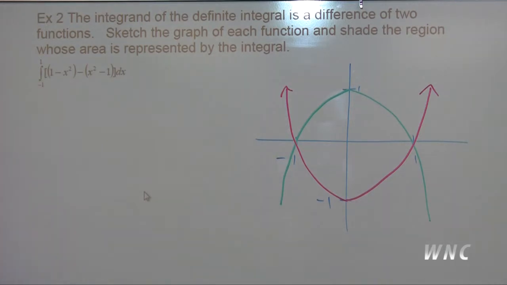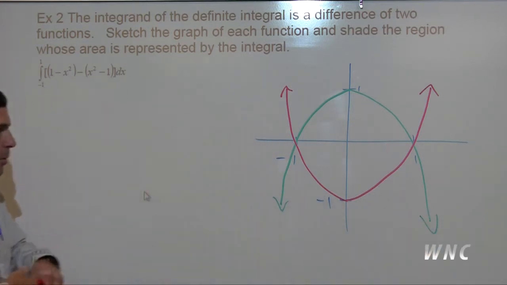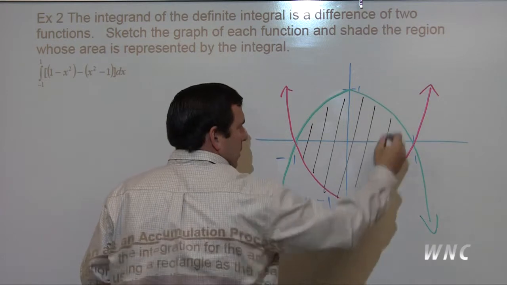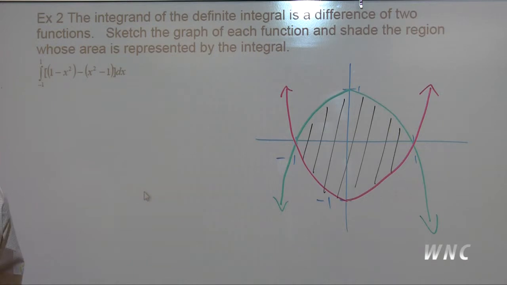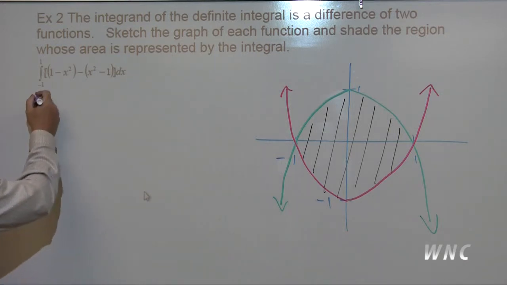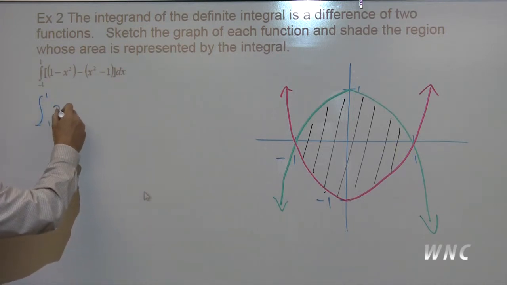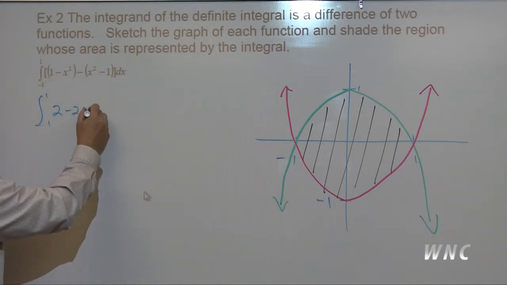So we want the area between them. I only have one other color with me, which is black, so I guess I'll shade this with black. Here. So that is the area we're discussing. We're also going to evaluate this. So we're looking at the integral from negative 1 to 1. 1 minus negative 1 is 2. Then negative x squared minus x squared is minus 2x squared.